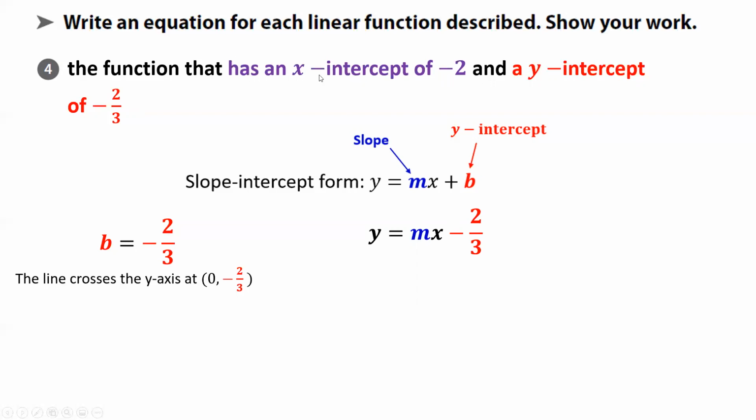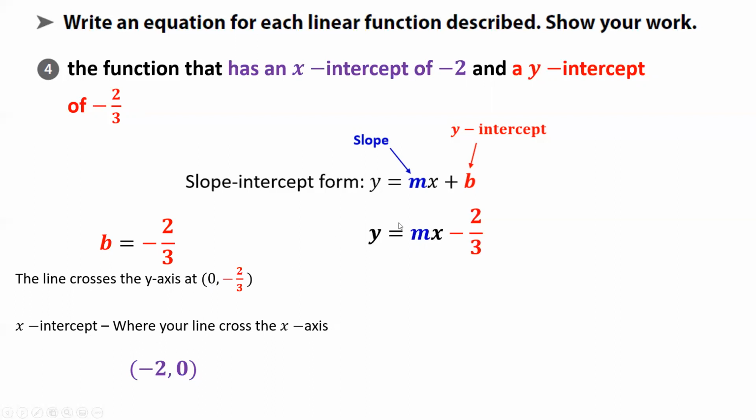An x-intercept is something we haven't taught you yet, but is very similar to the y-intercept. The y-intercept tells you where your line crosses the y-axis. The x-intercept tells you where your line crosses the x-axis. So the x-intercept, since it crosses at -2, and on the x-axis, the y-coordinate's always 0. So we actually get the point (-2, 0). Notice something. For the x-intercept, your y is 0. When it's a y-intercept, your x is always 0. So keep that in mind.